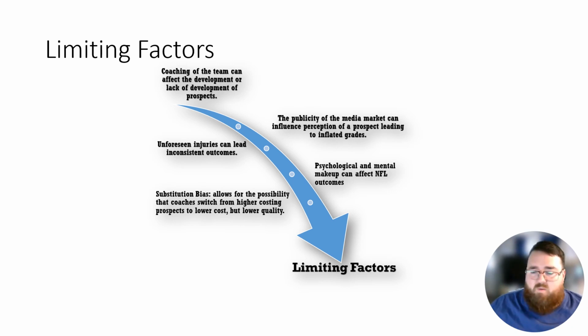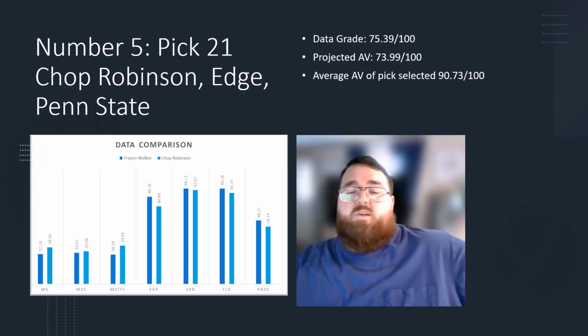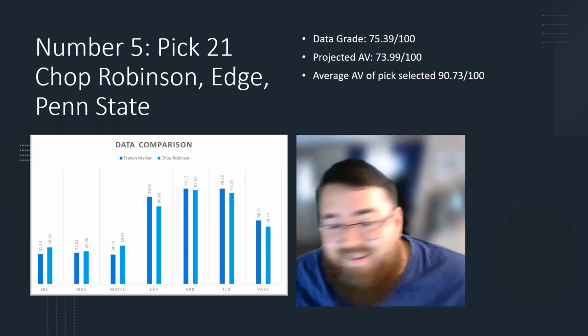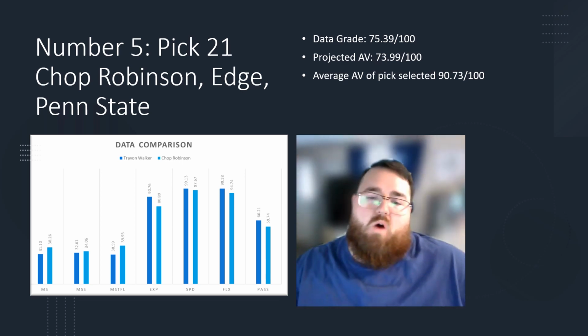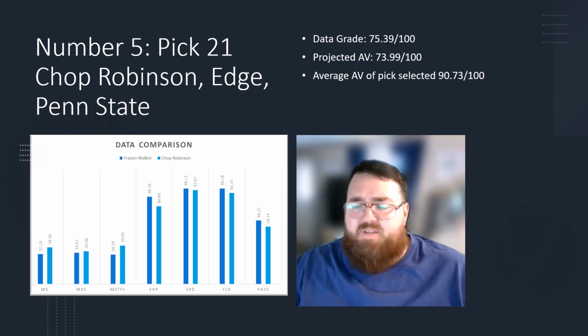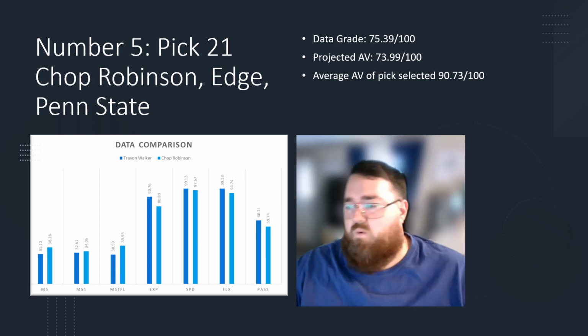So with all that stuff out of the way, let's get to number 5 on this list. The fifth worst draft prospect in the 2024 NFL draft class was Chop Robinson from Penn State. I've talked about him in previous videos. You can check those videos out as well if you just look up Chop Robinson, Jim Coburn, All Pro Football Data. But the data comparison for him that I was able to pull was Trayvon Walker.